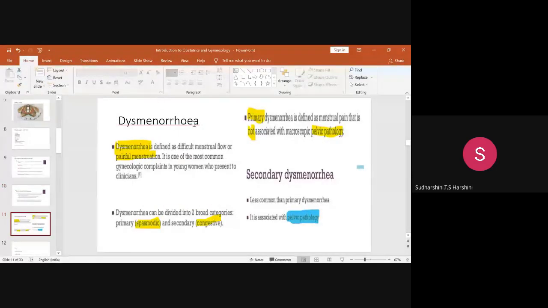And this term, what do you mean by dysmenorrhea? Dysmenorrhea means painful menstruation, and is the most common gynecological complaint in young women. Dysmenorrhea can be divided into two, namely primary and secondary. Primary is also called spasmodic, and secondary is also called congestive dysmenorrhea.